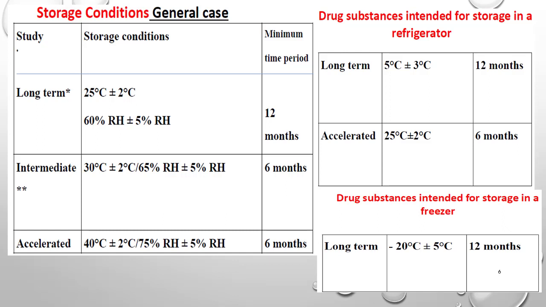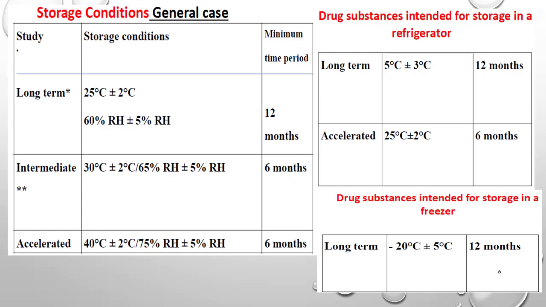First, in the general case, for the long term, temperature can be 25 degrees plus minus 2 degrees centigrade, and relative humidity should be 60% plus minus 5% if it is storage for 12 months. And in case of intermediate, 30 degrees centigrade plus minus 2 degrees centigrade, whereas relative humidity 65% plus minus 5% for the 6 months. In case of accelerated, temperature is 40 degrees plus minus 2 degrees centigrade, relative humidity should be 75% plus minus 5% for the 6 months.